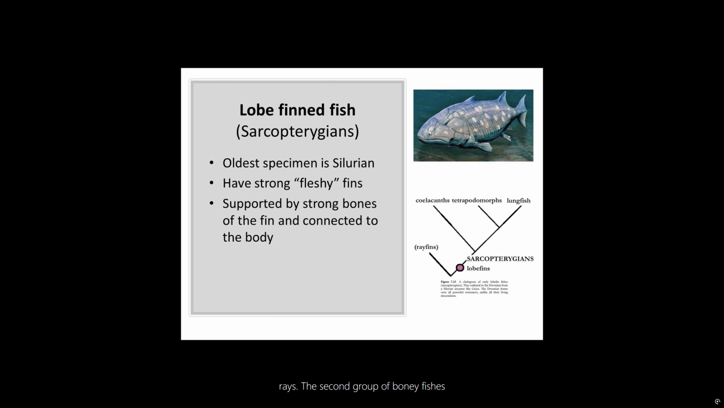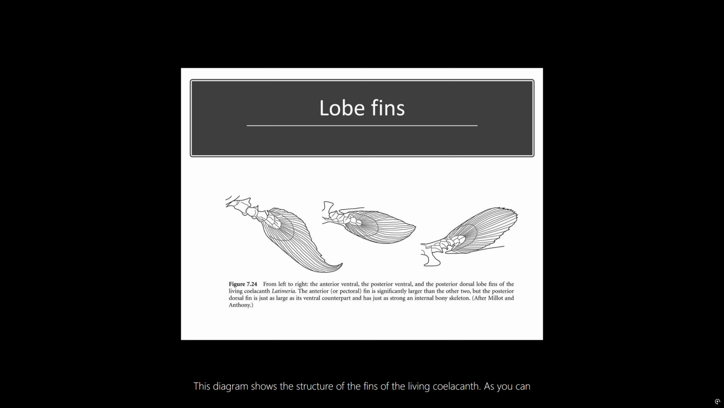The second group of bony fishes are the lobe-finned fish. The lobe fins include the coelacanths and the lungfish, which are extant, and the tetrapodomorphs. The lobe-finned fish had strong fleshy fins, unlike the filmy fins of the ray fins. The lobe fins were supported by strong bones of the fin, and they were connected to the body by those bones. The illustration above is an example of what an early lobe fin may have looked like. This diagram shows the structure of the fins of the living coelacanth. As you can see, the lobes all have a strong internal bony skeleton, very different from a rayed fin.